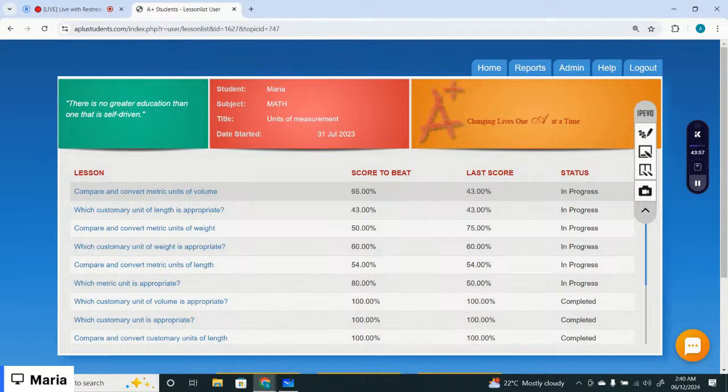Okay, so we were working on grade 3 math. The chapter we were working on is unit of measurement. The lessons we have covered today are compare and convert metric unit of volume, which customary unit of length is appropriate, compare and convert metric unit of weight, which customary unit of weight is appropriate. So please make sure before the next session you complete all the practice questions for the lessons we just did. That is your homework until next session.